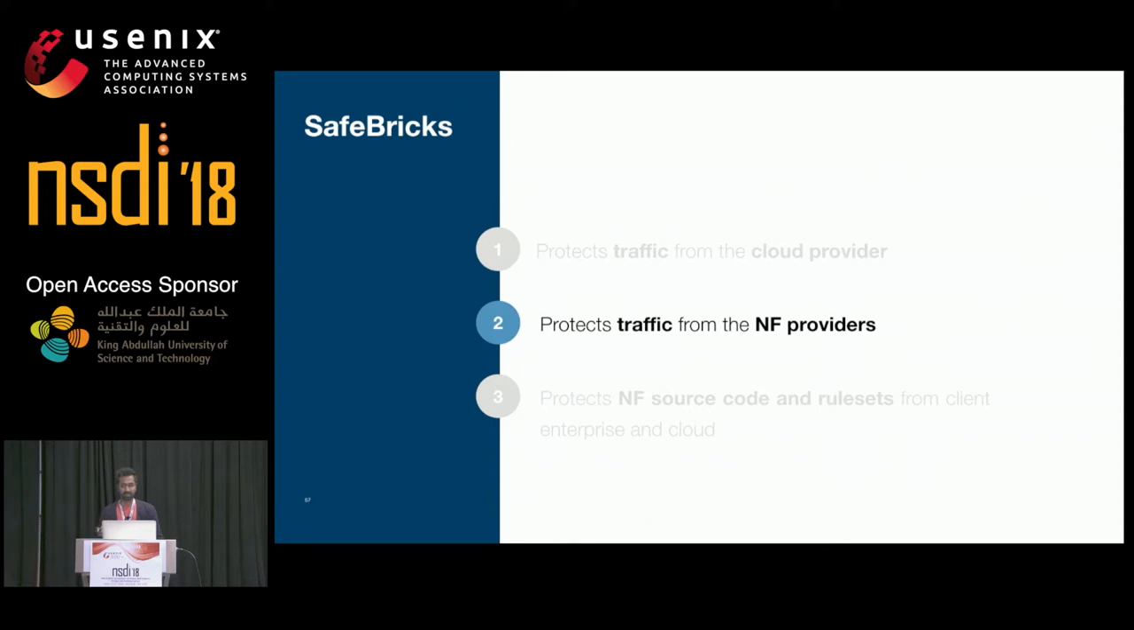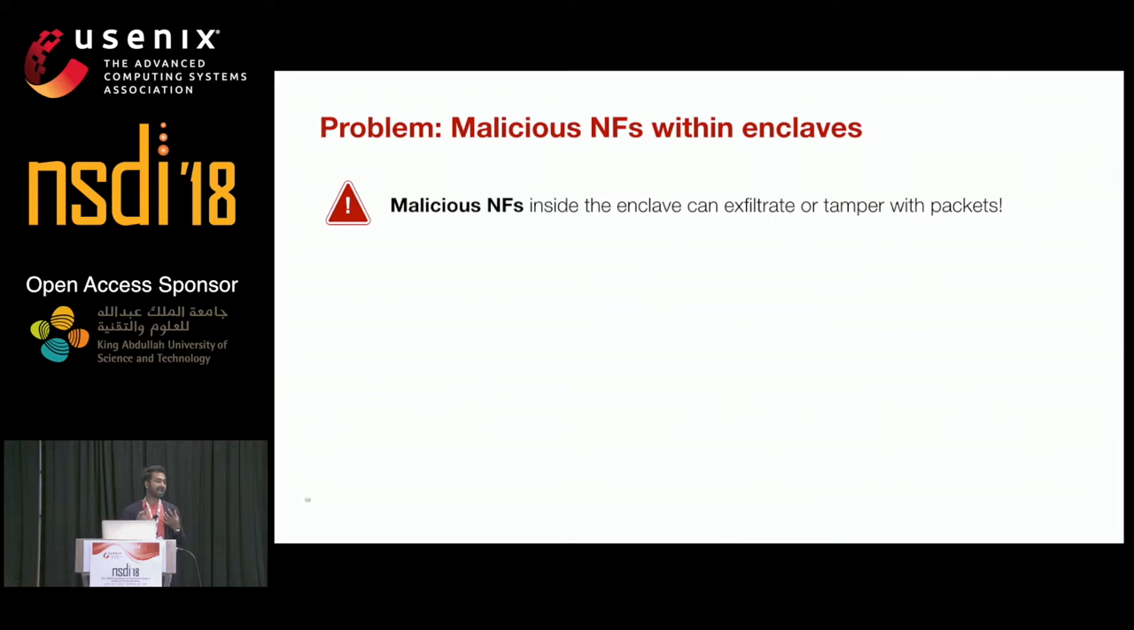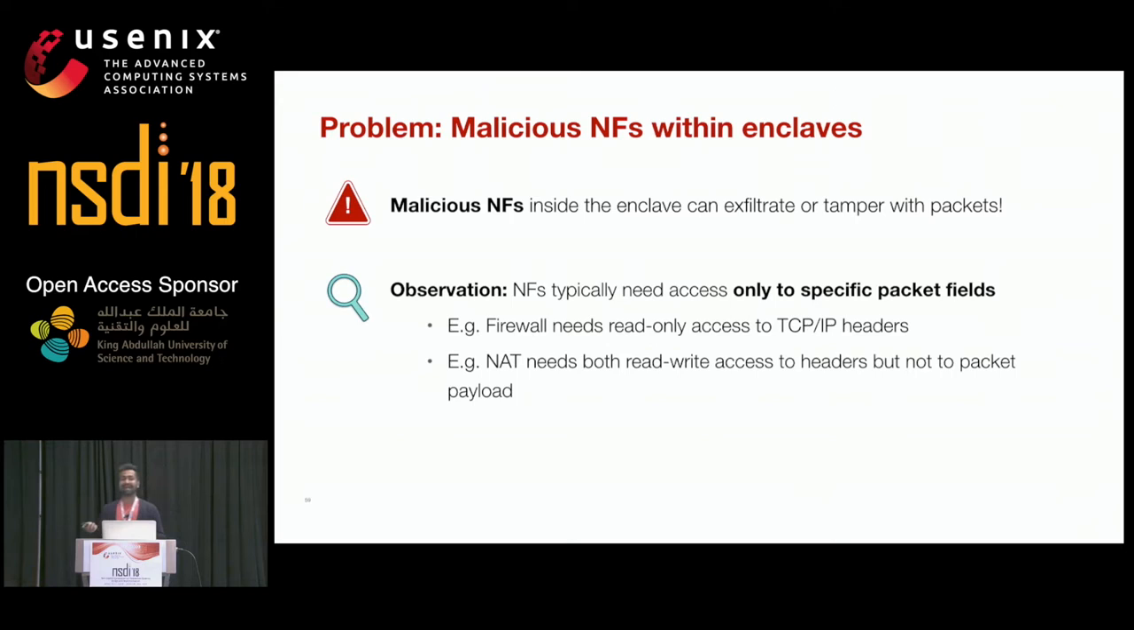The next one, protecting traffic from the NF vendors. This is a problem because NFs could be sourced from independent vendors, they could be malicious, which means they could attempt to exfiltrate packets to their own servers. So how do we prevent against that? Because these NFs need to be placed within enclaves, which means they need to be trusted. The observation we make here is NFs typically do not need access to all packet fields. For example, a firewall only needs read access to packet headers. A NAT needs both read and write access to headers, but does not need access to packet payloads.